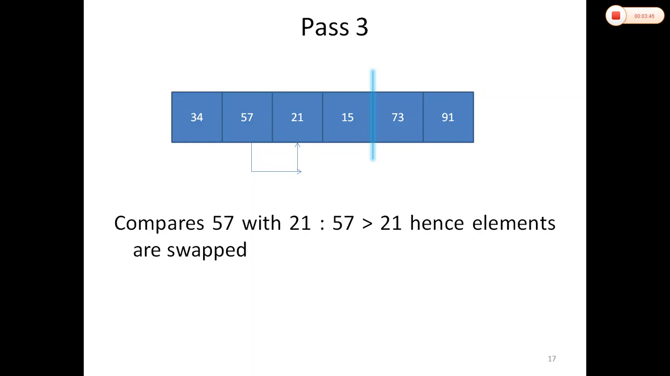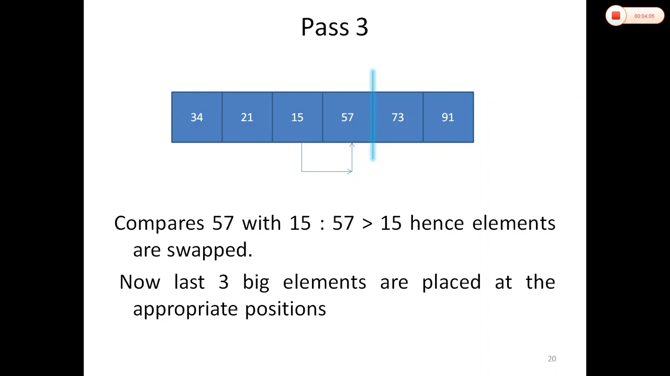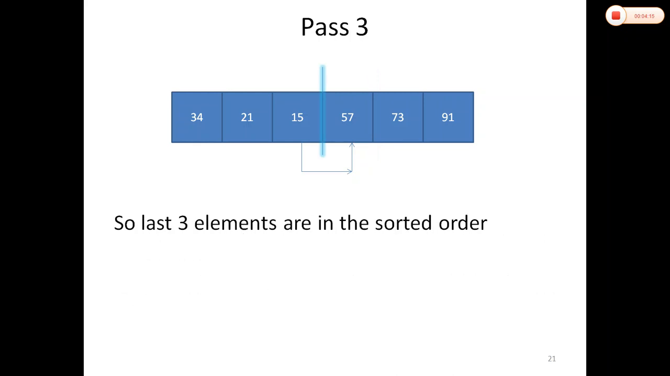57 is bigger than 21, hence the elements are swapped again. Now it compares 57 with 15. 57 is bigger than 15 and hence the elements are swapped. Now the last three big elements are placed at the appropriate positions. So the last three elements are in sorted order, 57, 73 and 91.